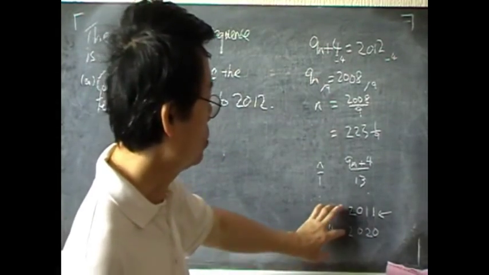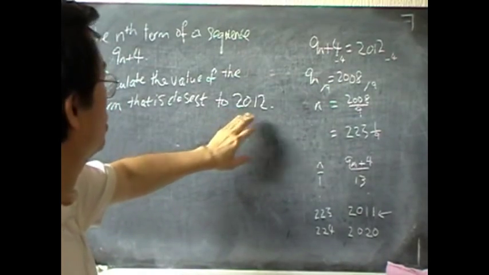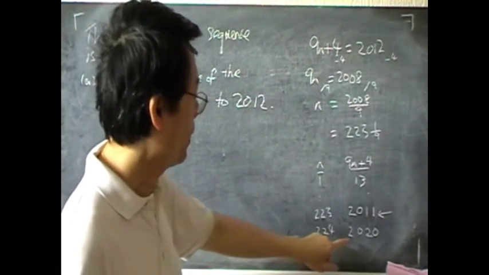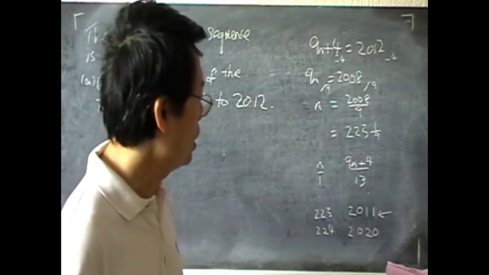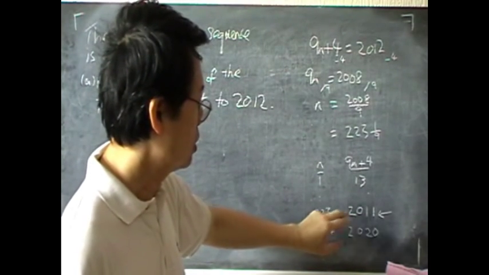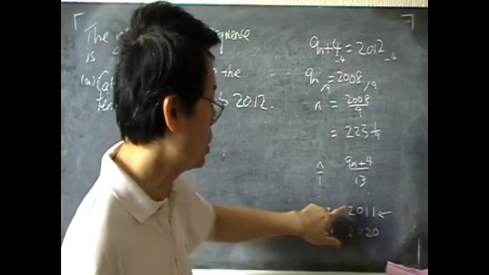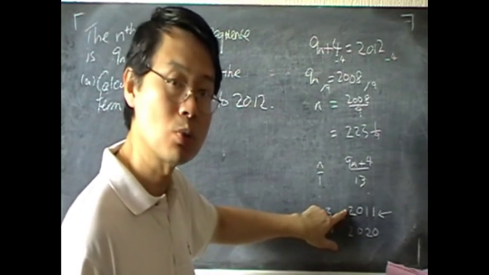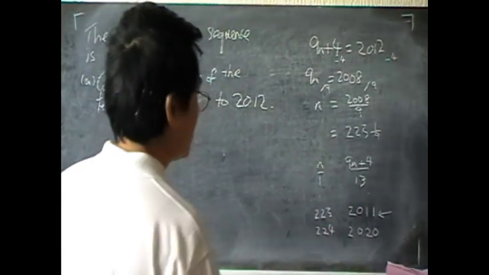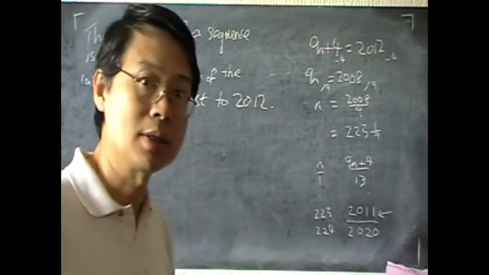So now that we have these two terms, let's take a look at the question again. Calculate the value of the term that is closest to 2012. So 2012 is in between those two numbers. Alright, this is 2011. 2012 is clearly closer to 2011 than 2020. Therefore, this is the answer. 2011 is the answer.